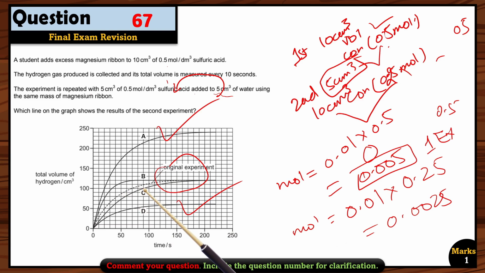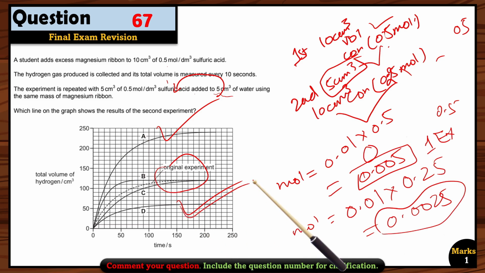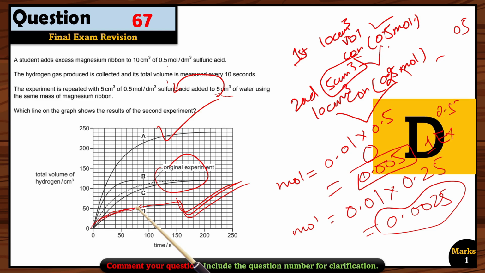Now which line of the graph shows the second experiment? The second experiment has a lower number of moles compared to the first experiment, it means your product will be less. So option D can only be the right option because the product size is also smaller. The rate of reaction is also less because the graph is not so steep. So option D is the right option. I hope this point is clear to you. You have to find the number of moles to check which one will produce more product.